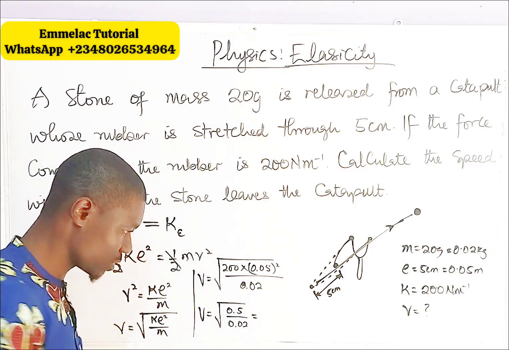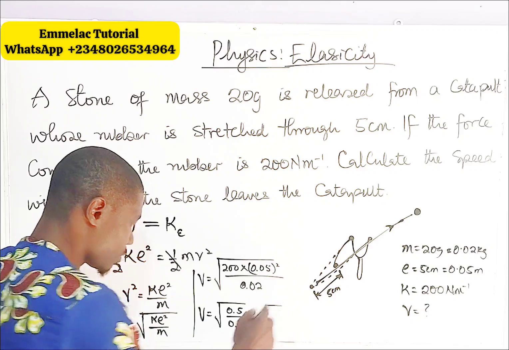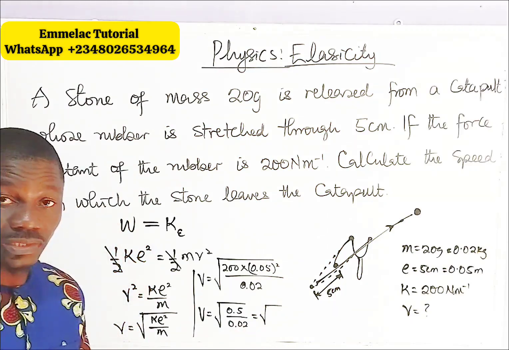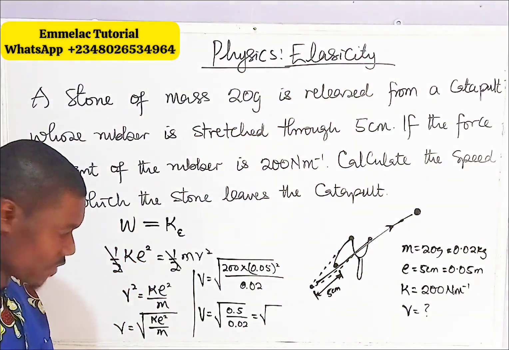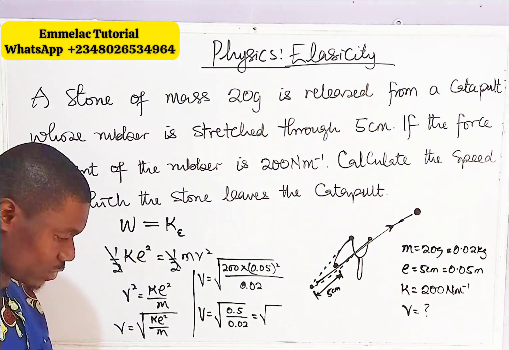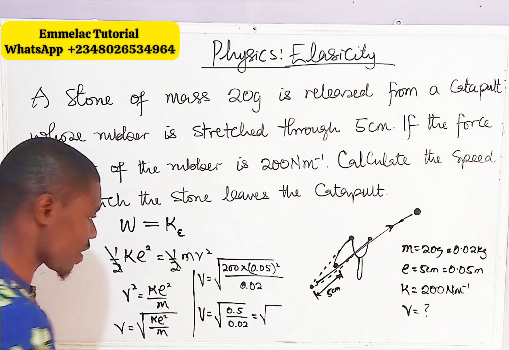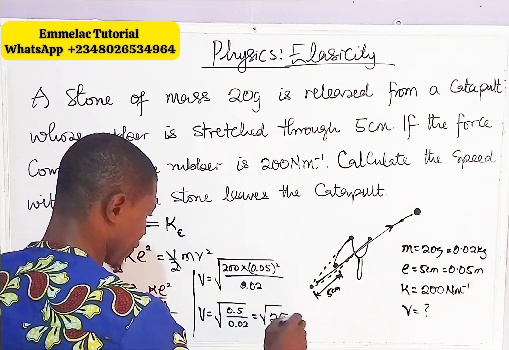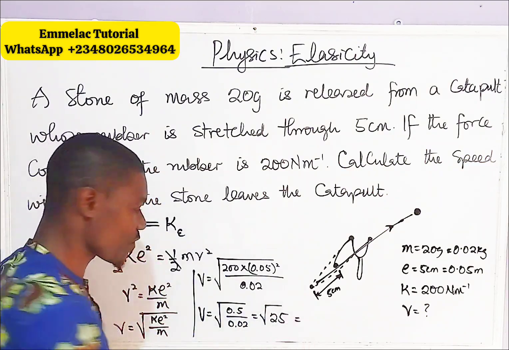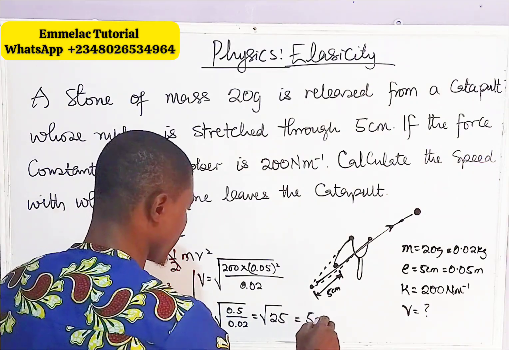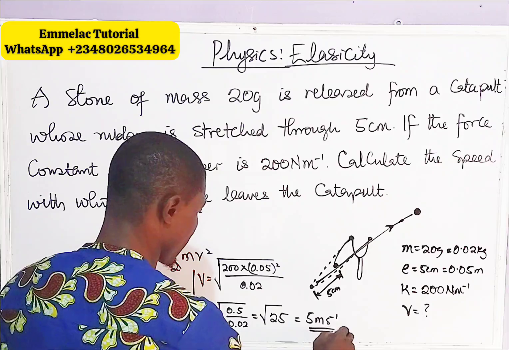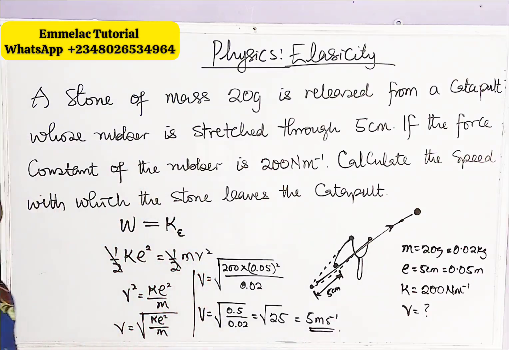Now this will give us the square root of 0.5 divided by 0.02. So this will give us what? 25. And the square root of 25 is what? 5. So here we have 5 meter per second. Alright, this is the solution to the question.